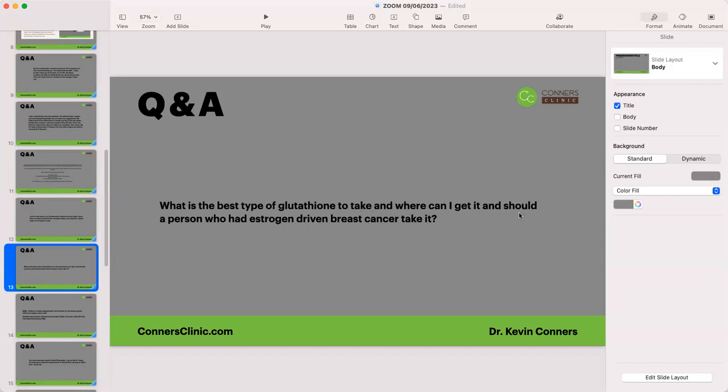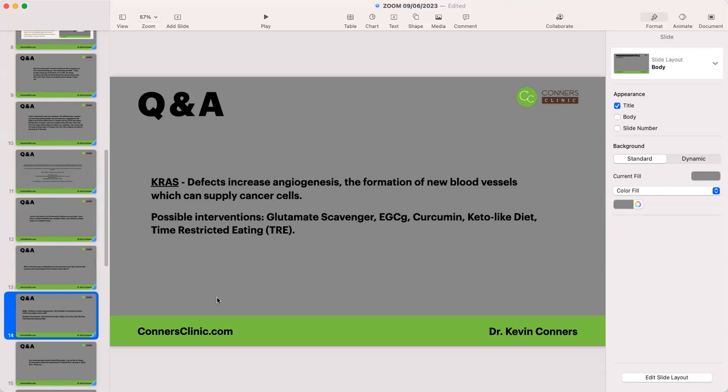What's the best type of glutathione to take and where should you get it? And can a person who has estrogen-driven cancer take it? The best type of glutathione is liposomal glutathione. You can get it from us. We have the liposomal GlutaClear, but there are multiple companies that carry liposomal glutathione. Typically, any nutrient that's wrapped in a fat, you'll have much better absorption, and that's the key. If you take a supplement and you don't absorb it, you just deposit it in the toilet, it's completely worthless. So you have to have good absorption. And glutathione, when it first came out, did not have good absorption. They've improved it multiple times, and now with the advent of liposomal glutathione, that's by far the best.